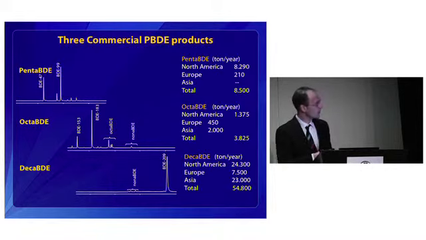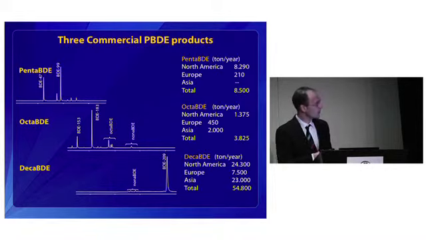Looking at production figures from when they were being used, we have production of about 8,000 metric tons per year of the penta, less so of the octa, and the highest volume produced was the deca BDE mixture. And you can see that primarily the penta BDE mixture was being used in the United States.